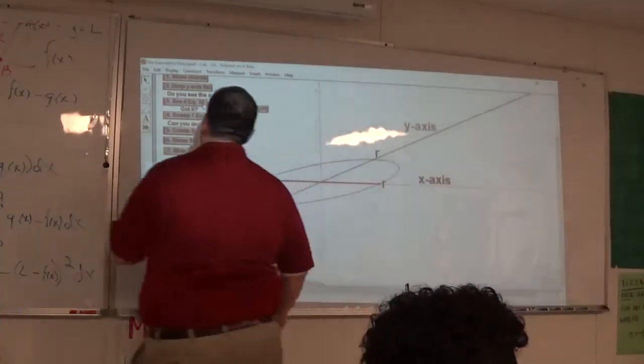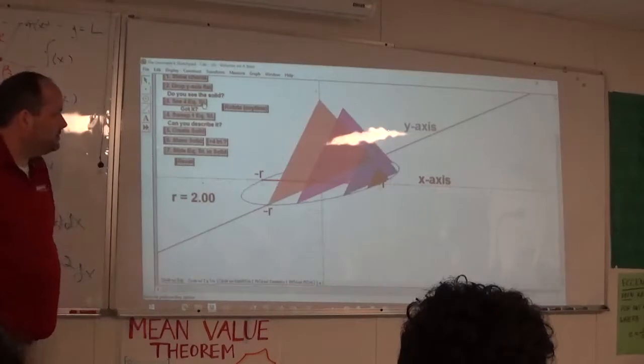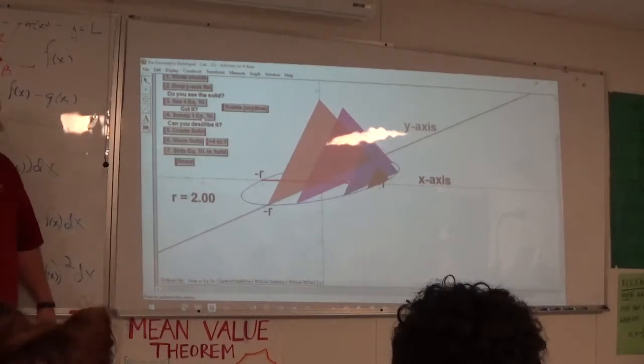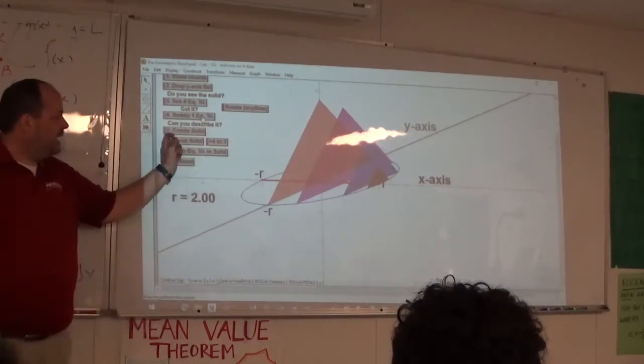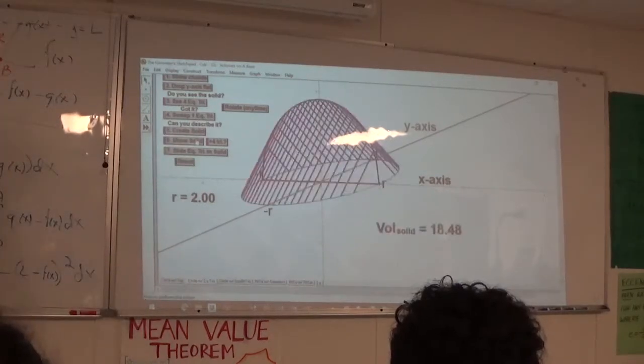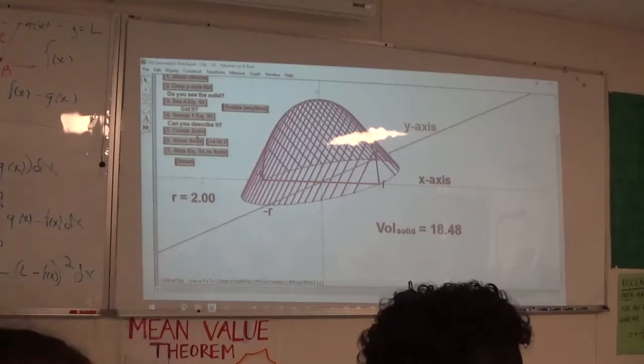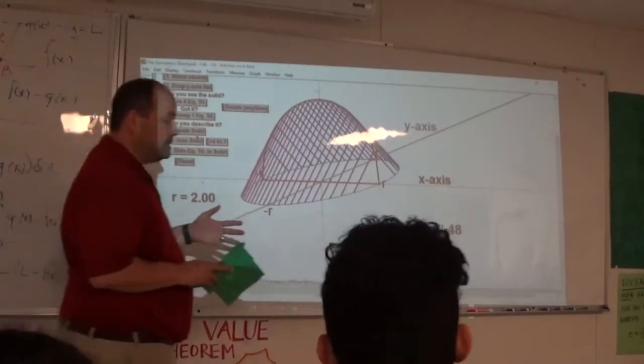All right, so show me 4 equilateral triangles. Okay, we've got 4 equilateral triangles. Look at that. Okay, and show solid. Okay, different shape. Different shape, different volume. We're going to talk about the calculus process of figuring this all out.